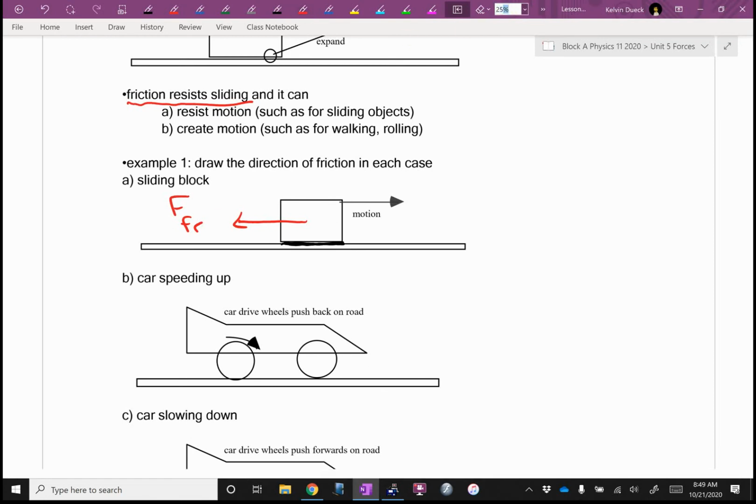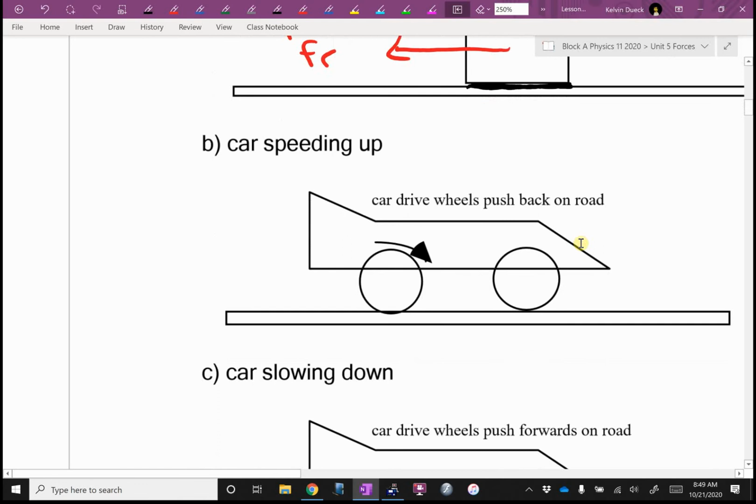What about for a car speeding up? Well, if you look at this tire, it's spinning this way. Right here, where the tire is contacting the road, which way is the tire pushing? Backwards. Forces come in. What's really happening is road friction is pushing forwards. And this is why I said you can't simply say, oh, friction is in the opposite direction of motion. Here, friction is in the same direction as motion. Friction is what makes a car go forwards.